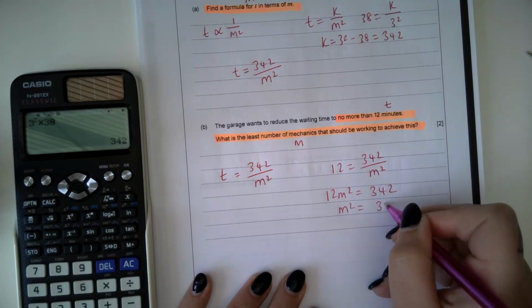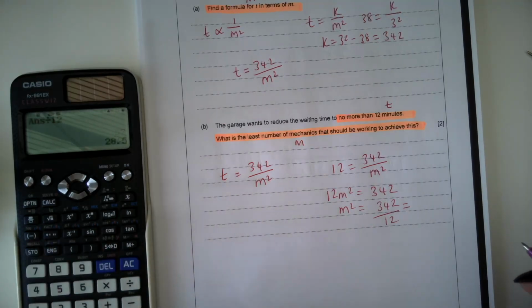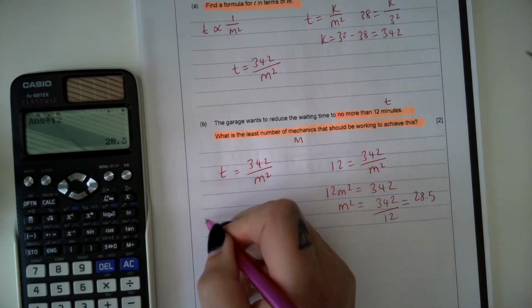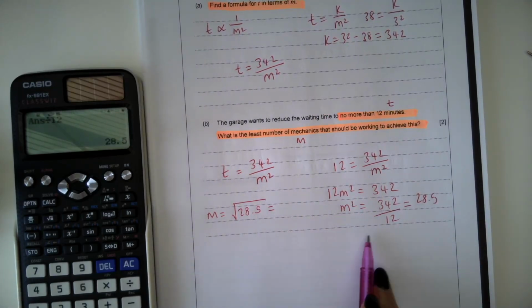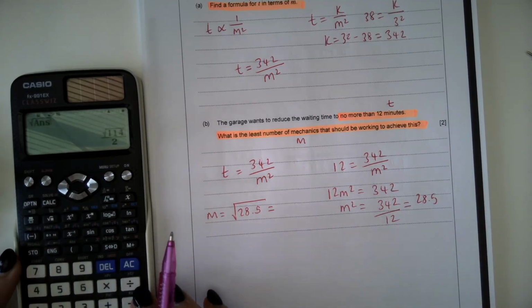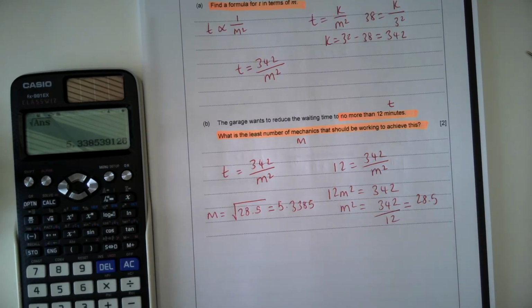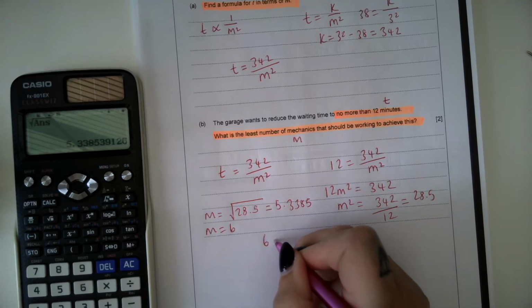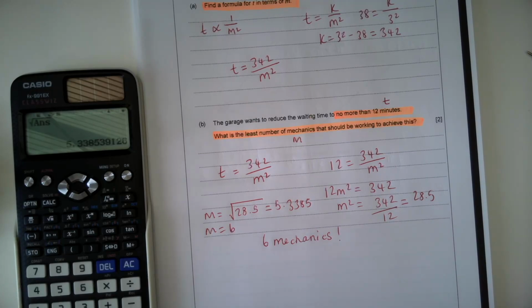But to find M squared, I'm going to do 342 divided by 12, which is 28.5. Now, that's M squared, but I want to know the number of mechanics, so I'm going to square root that value. So I'm going to square root my answer, which gives me 5.3385 mechanics. Well, I can't have 5.3385 mechanics, so I'm going to need 6, I believe. And I'm going to make it nice and clear, because I've used a lot of space, that it's 6 mechanics.